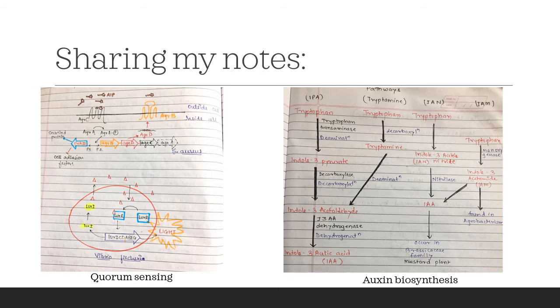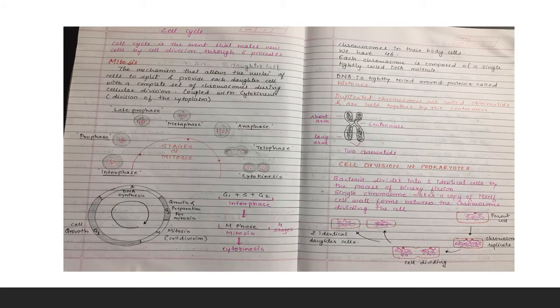Okay, so this is how I draw flowcharts. In exams also you can follow this, but red color or a red pen is not allowed, so be careful. Okay, so this is another photo from my cell division and cell cycle notes. You can see cell division in prokaryotes, even that I had mentioned, not in detail, in basics, and there is a simple diagram.